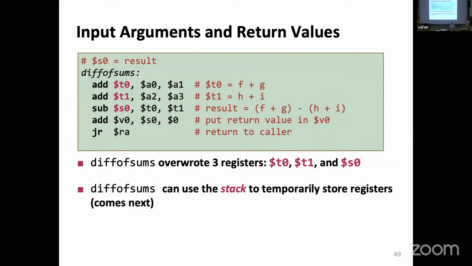Now there are a couple of issues, and I will leave you with the issues so that we can look at the solutions tomorrow. The issue is the following. If you look at the diff of sums, I ended up manipulating T0, T1, and S0. Now, what if T0, T1, and S0 were also being manipulated by the caller? The callee just overwrote those things, and is that okay?